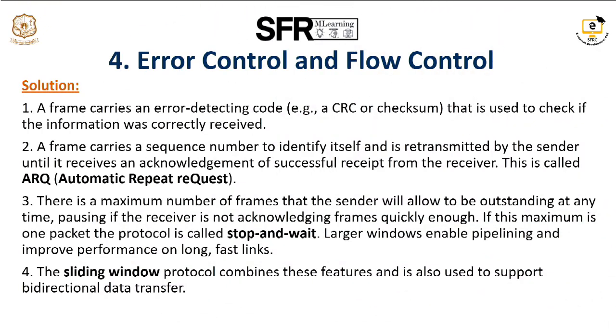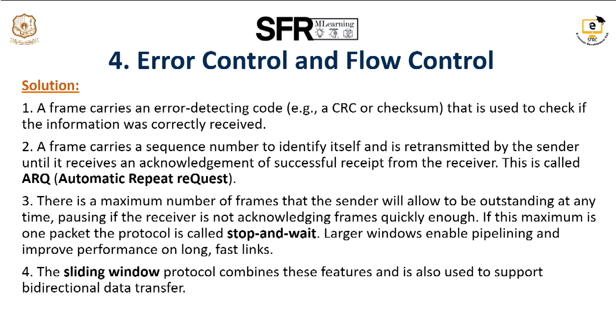The solution to the above issues: a frame carries an error detecting code like a checksum or CRC that is used to check if the information was correctly received, and a frame carries a sequence number to identify itself and is retransmitted by the sender until it receives an acknowledgement of successful receipt from the receiver. This technique is called ARQ, that means automatic repeat request.